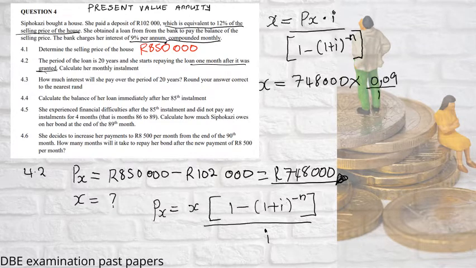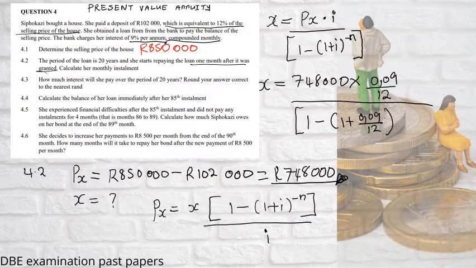0.09 compounded monthly. Don't forget to divide by 12, right? So then we substitute: 1 minus 1 plus your interest 0.09 divided by 12. What is your number of payments? The person was supposed to pay for 20 years. So in 20 years, how many months do we have? 20 times 12, right? It will be 240. So it's minus 240 because it's 20 times 12. So it's the normal thing. Then we're just going to get the answer there.